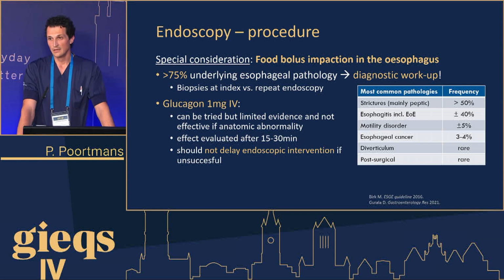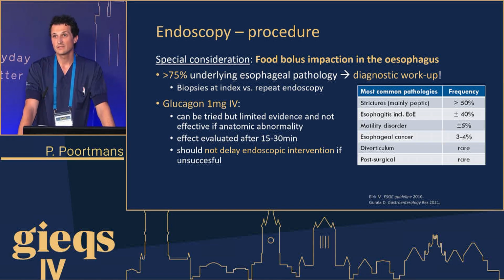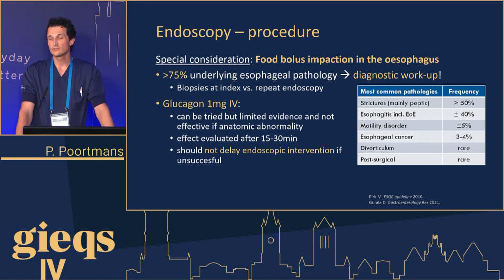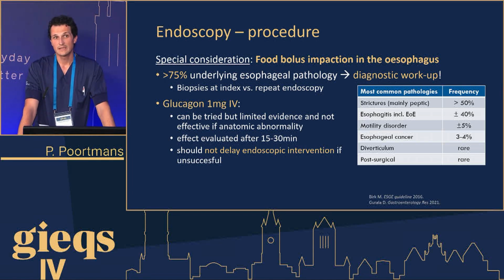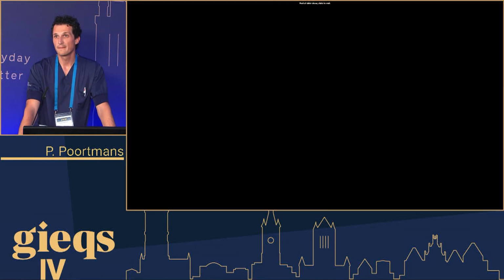There's also some literature on glucagon, 1 milligram IV. This can be tried, but there's only limited evidence that it works, and it's not effective if there's an anatomic abnormality, which is in most patients. And it's contraindicated if the patient has a full esophageal obstruction, because it can induce nausea and vomiting, and it increases the risk for aspiration. If you give it, you should evaluate the response after 15 to 30 minutes, and this should not delay your endoscopic intervention if this is not successful.